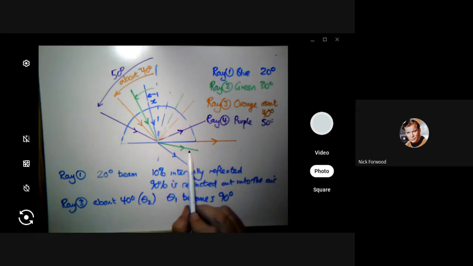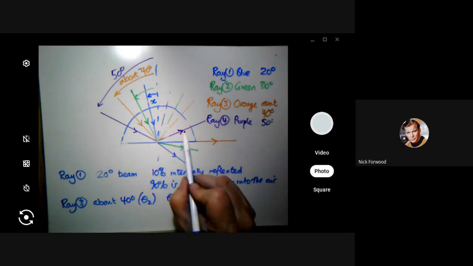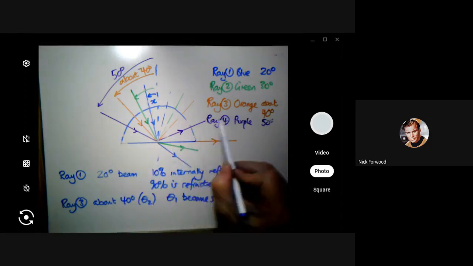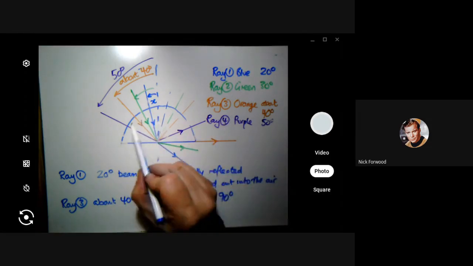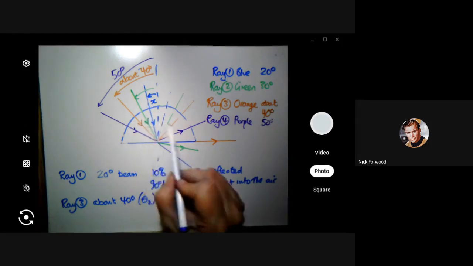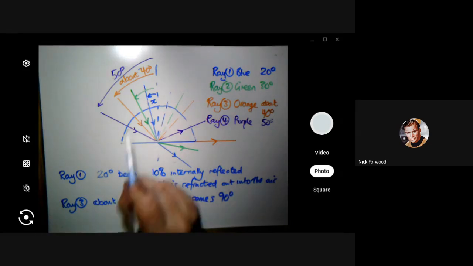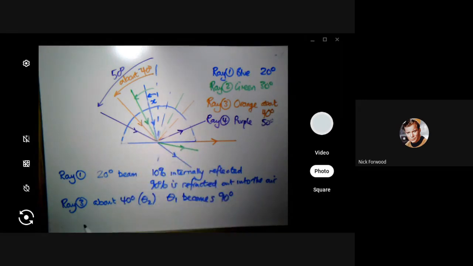This green one is coming out at about 70. This one here is being refracted. All these three are being refracted. Orange one goes to 90. These are all refracting angles, but this one doesn't come out and get refracted straight away. It reflects before it comes out, and that is not refraction, that is reflection. And all of the light is internally inside the block, is internally reflected.